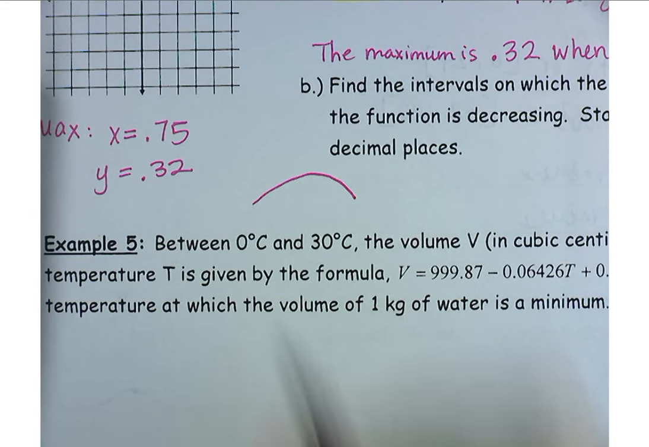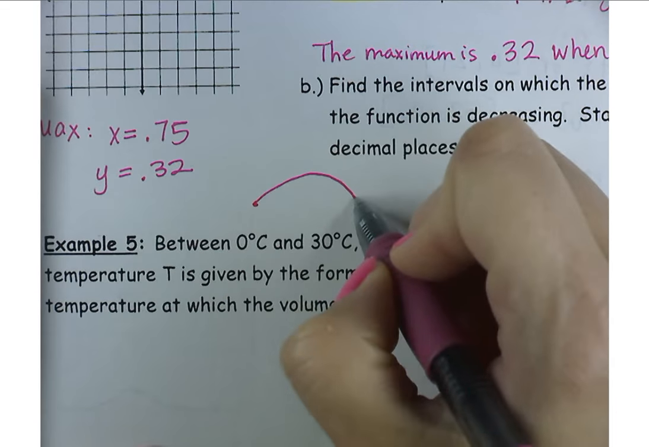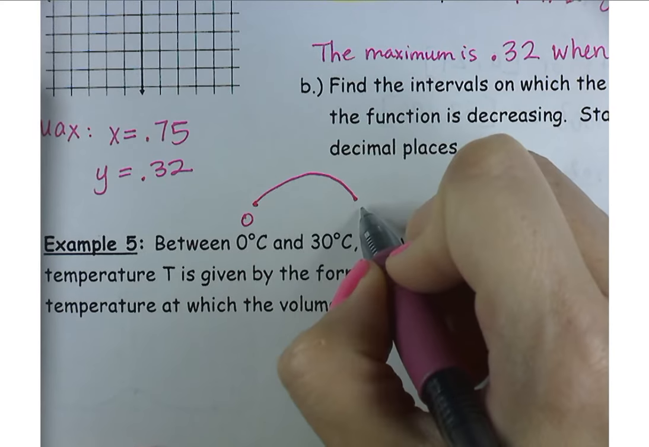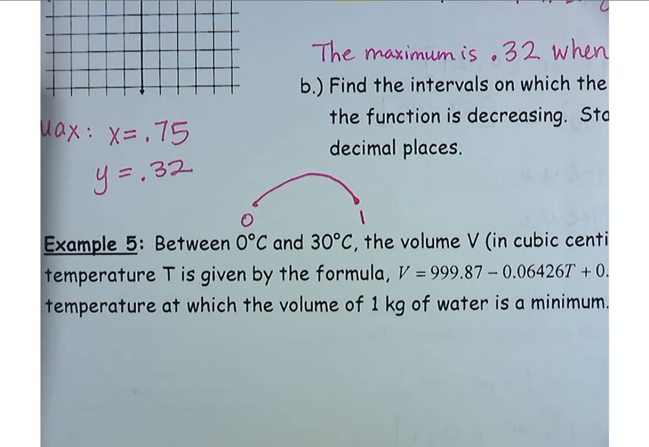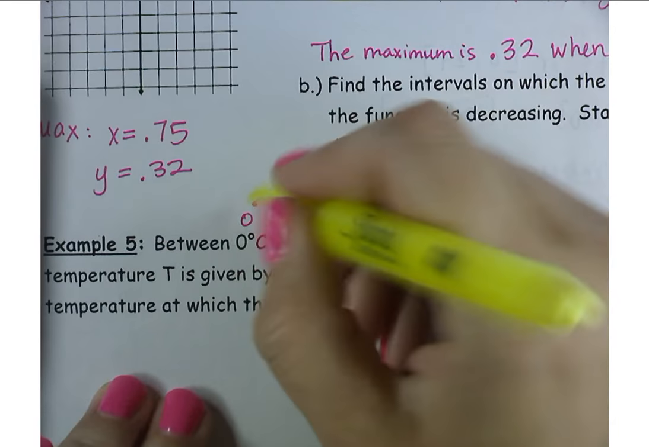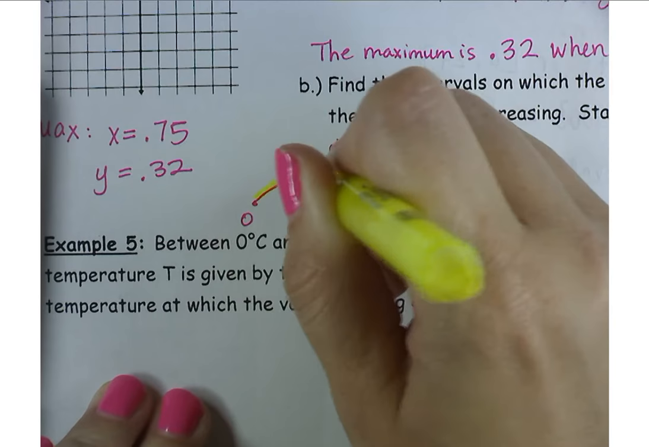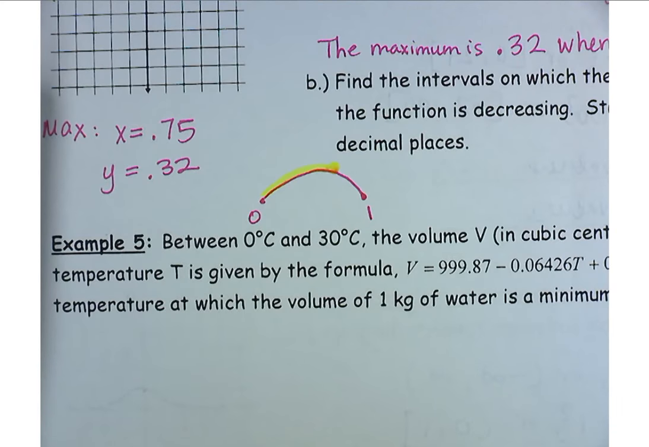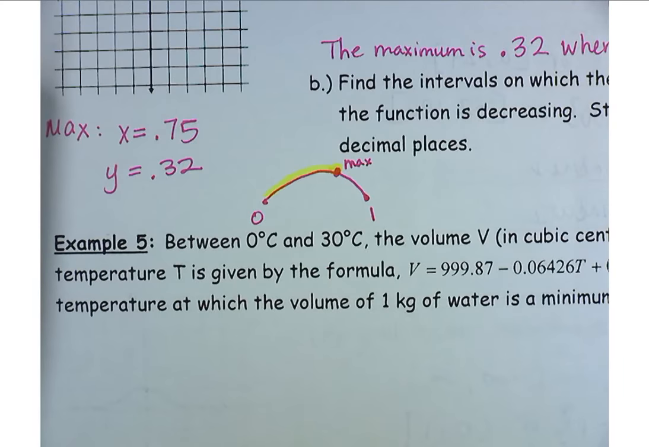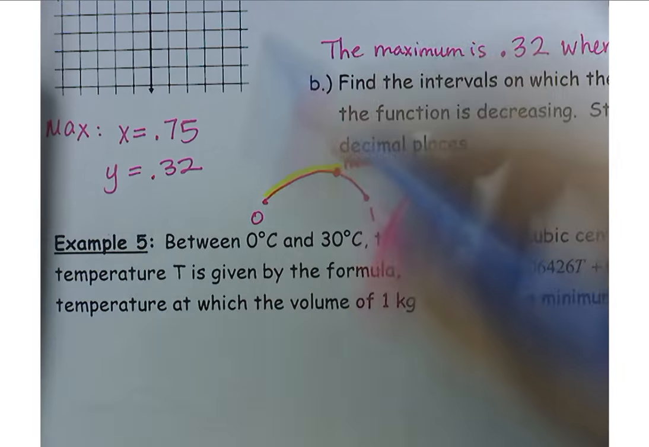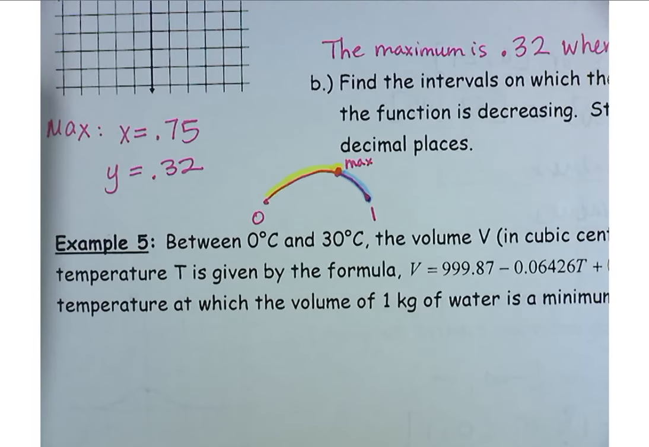Where does the graph start on your x-axis? At 0. And then where does it go to on the x-axis? It goes to 1. I have to find the interval on which it's increasing, which it's going to keep increasing until it gets to what? Until it gets to the maximum, right? And then it's going to start decreasing from the maximum all the way to 1. So what I have to do is find that maximum, which we already did.